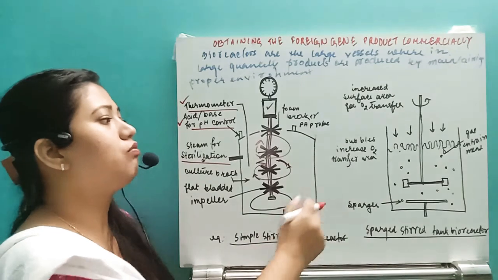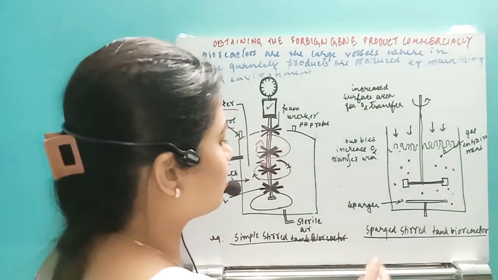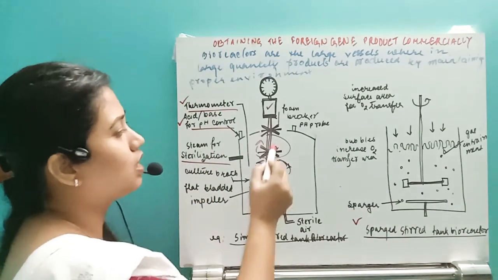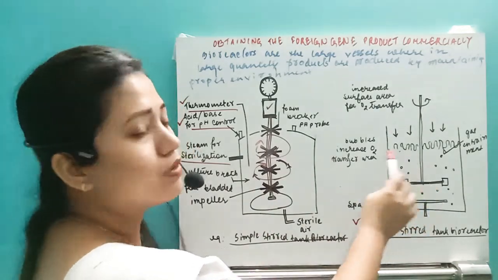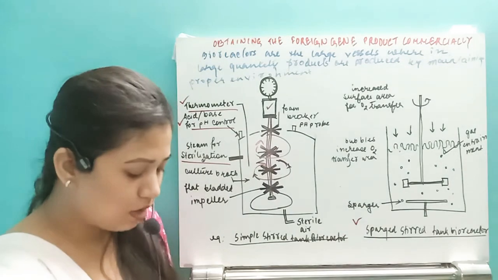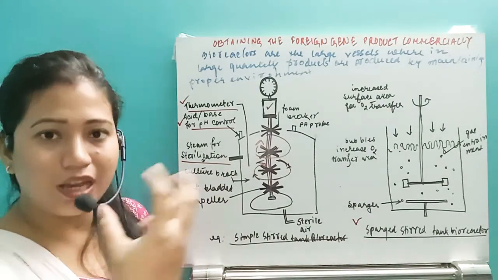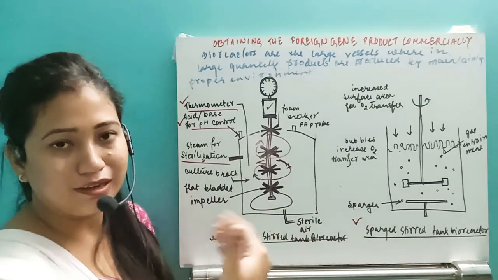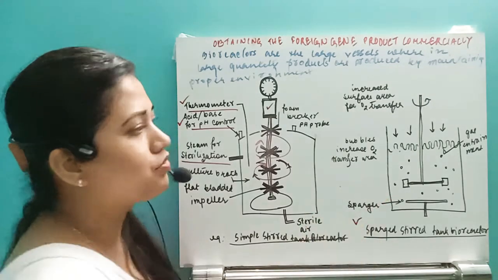Next one, here we have another type of bioreactor, that is the sparged stirred tank bioreactor. Here just one thing is different, that is the shaft. In this shaft the blades are not attached. Rather, it will have some bubble producing. That means, as in an aquarium, a bubble is released, and this bubble will burst and release the gases. Similarly, this is the same type of technology.